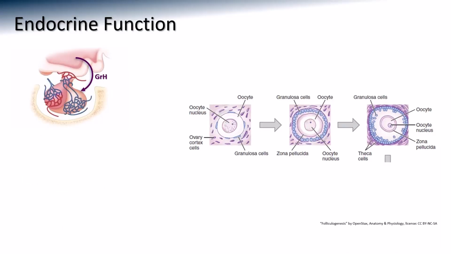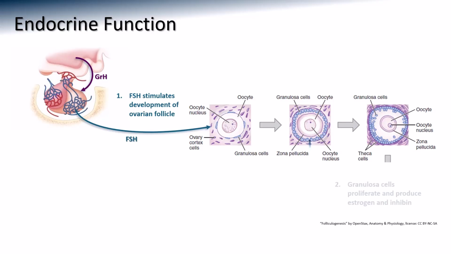Okay, so let's have a look at how this is going to work. I've put gonadotropin releasing hormone on here already, and now the anterior pituitary is going to release follicle stimulating hormone. That is going to do exactly what its name says, and that is to start stimulating the growth of a few ovarian follicles. The granulosa cells that have been stimulated by FSH are going to proliferate, and they're going to begin secreting their own hormones. They're going to be putting out estrogen and inhibin. That estrogen tells them to divide even faster.